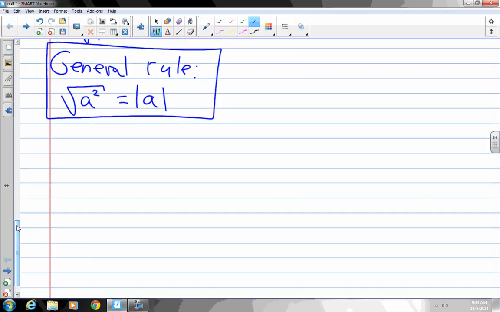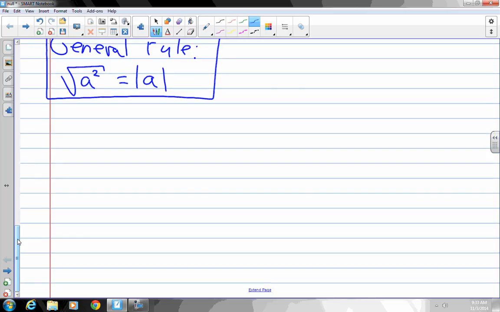Some exercises will tell you, assume that A is positive, so don't worry about the absolute value. If it does not say that, we have to make sure we include the absolute value. So this will guarantee that the answer comes out positive. Here's an example where it comes in useful. What is the square root of 5 minus pi squared? Technically, according to that rule, this will be the absolute value of 5 minus pi. So this is the way you cancel the power and the square root.